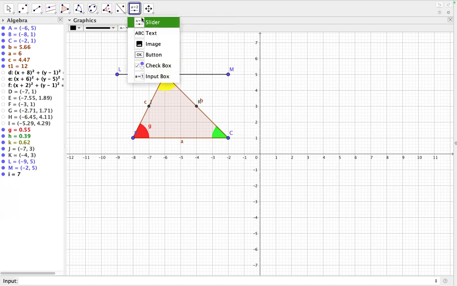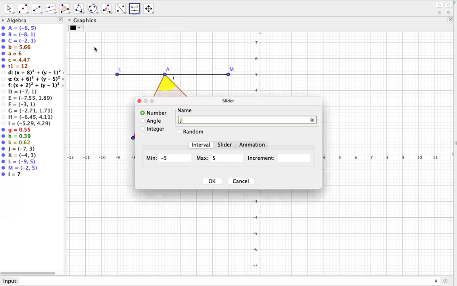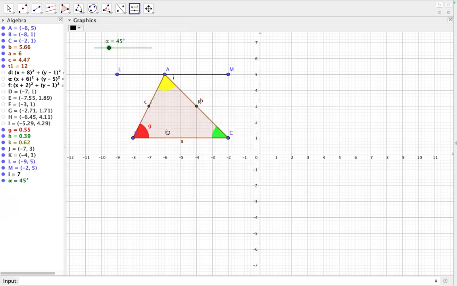Now, to make it more beautiful, we are going to insert a slider. Slider, angle, so the angle alpha, animation is oscillation. The interval is from 0 to 180 degrees, and the increment of one is okay. So we press okay. What we are trying to do is rotate this angle to come here and also rotate this angle to come here beside the yellow one.